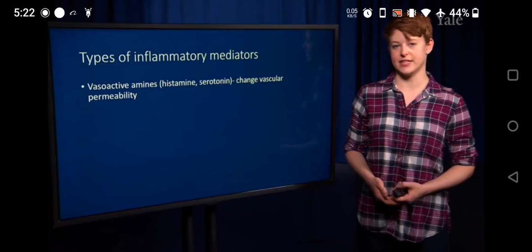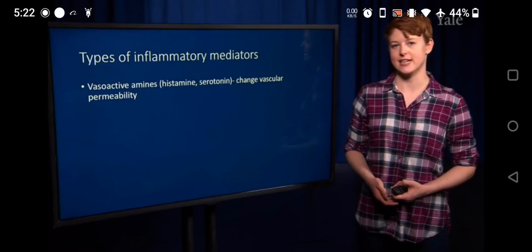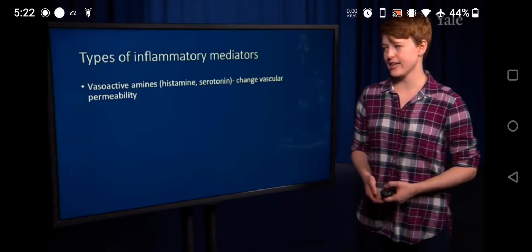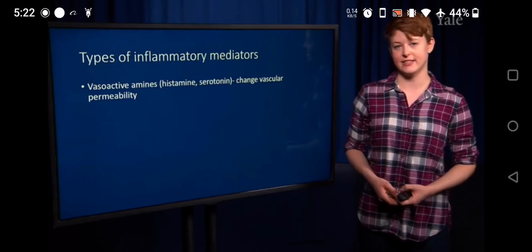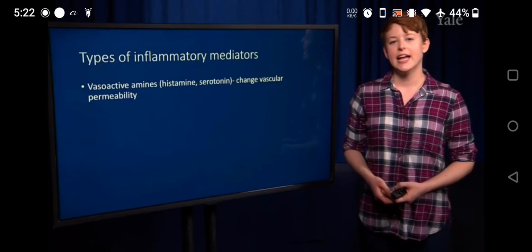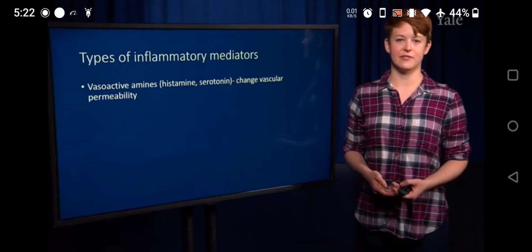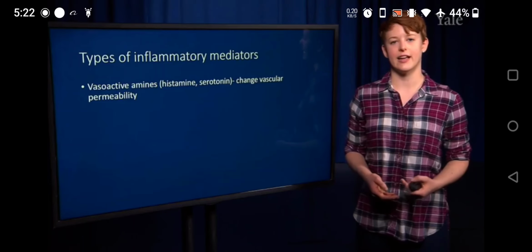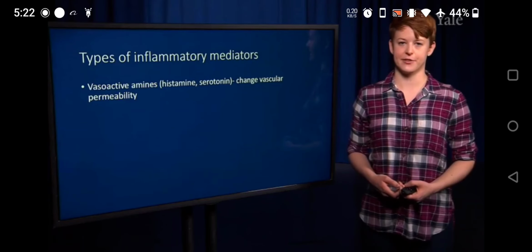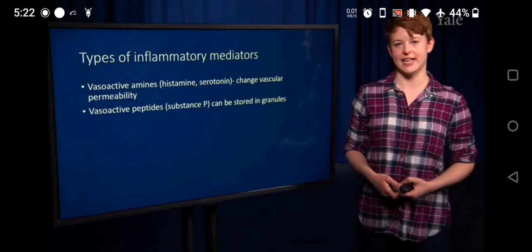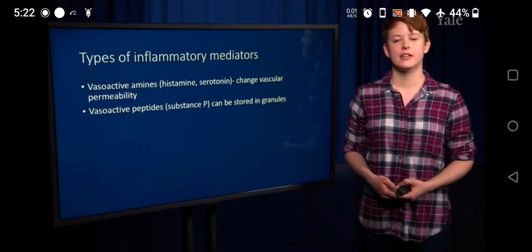And one example of this would be histamine, which we'll discuss in the allergy lecture. And these chemicals help change vascular permeability. And this change allows for an increased influx of immune cells or cytokines into the tissue. We then have vasoactive peptides such as substance P.